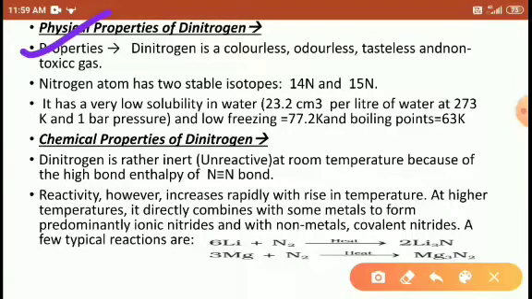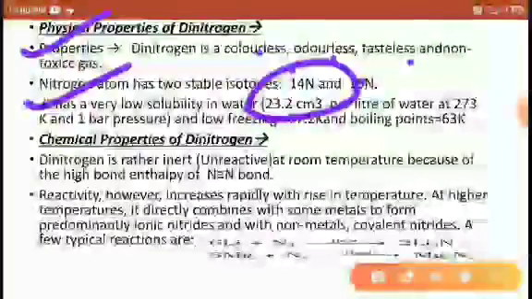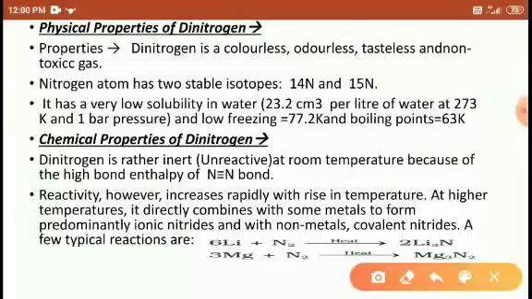Physical properties of dinitrogen. Dinitrogen is a colorless, odorless, tasteless and non-toxic gas. Nitrogen is around 70 or 71% present in the atmosphere, but we can't identify or isolate it with the help of color, taste and smell. That's why it is called colorless, odorless, tasteless, students. And nitrogen has 2 isotopes, nitrogen 14 and nitrogen 15, students. It is very less soluble in water. The solubility is 23.2 cubic centimeters per liter of water. In a liter of water, it dissolves only 23.2 cubic centimeters.